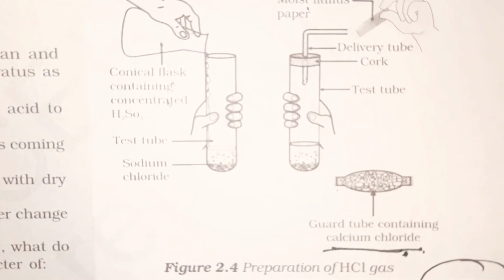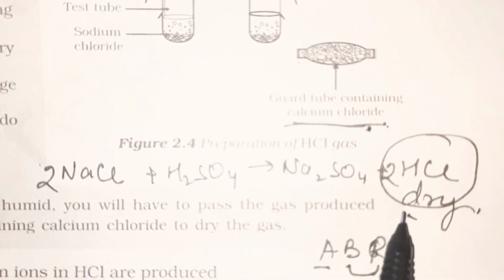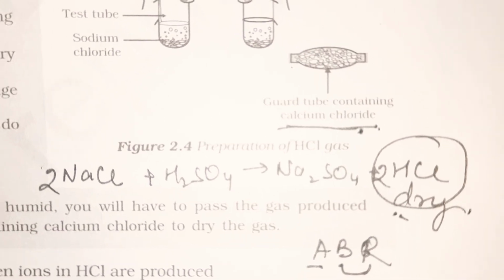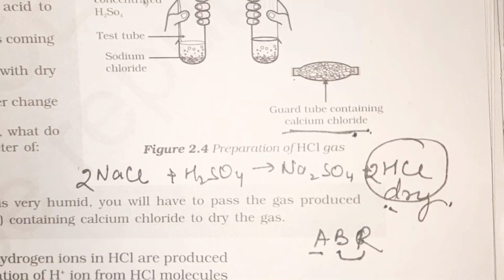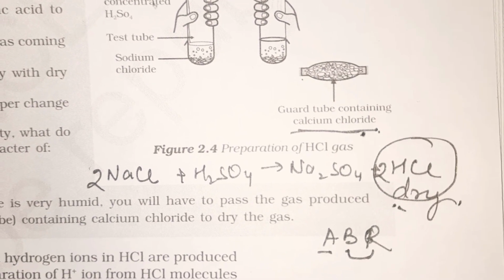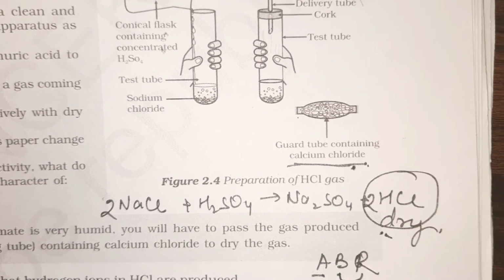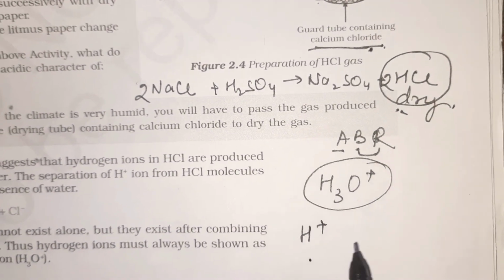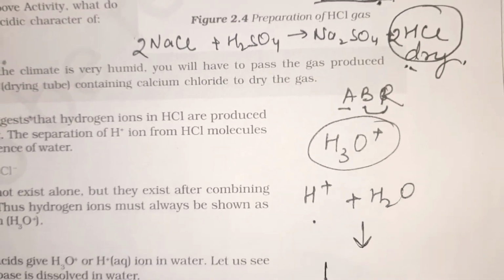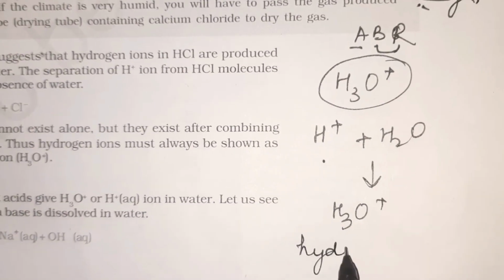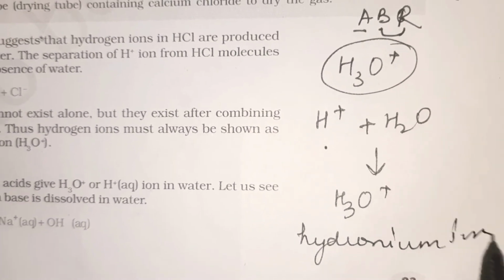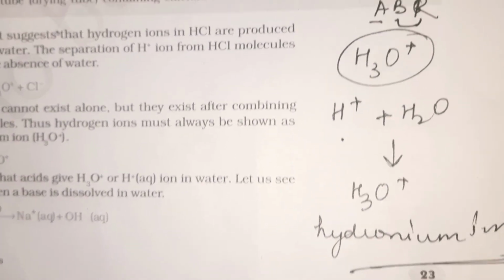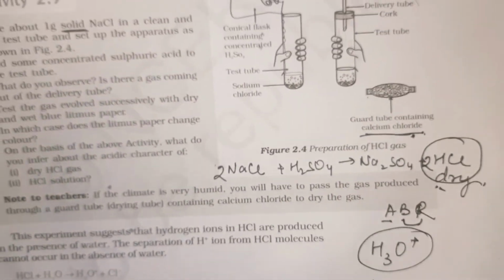And again, when dry HCl is produced and a dry litmus paper is brought near it, no change in color is observed, which means that acids do show their acidity only in presence of water. If water is not present, no hydronium ions are formed. Now, how are these hydronium ions formed? H+ ion from any acid reacts with water to form H3O+, which is the hydronium ion. And until and unless these hydronium ions are present, acids would not show their acidic behavior.